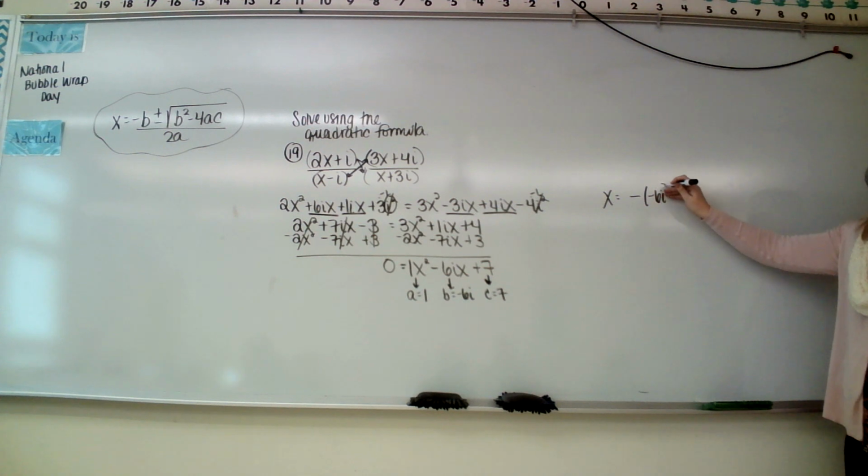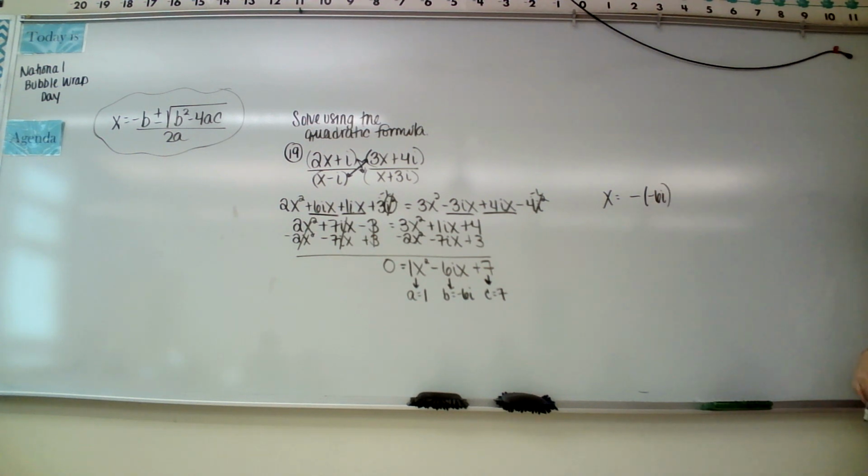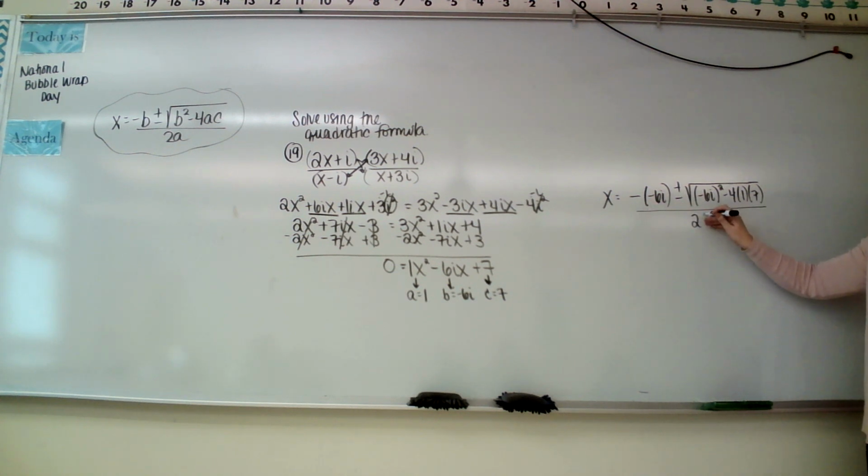-b. Obviously, if you just want to turn that positive, go for it. I'm just showing my steps. Plus or minus the square root of b squared minus 4 times a times c, all over 2 times a.